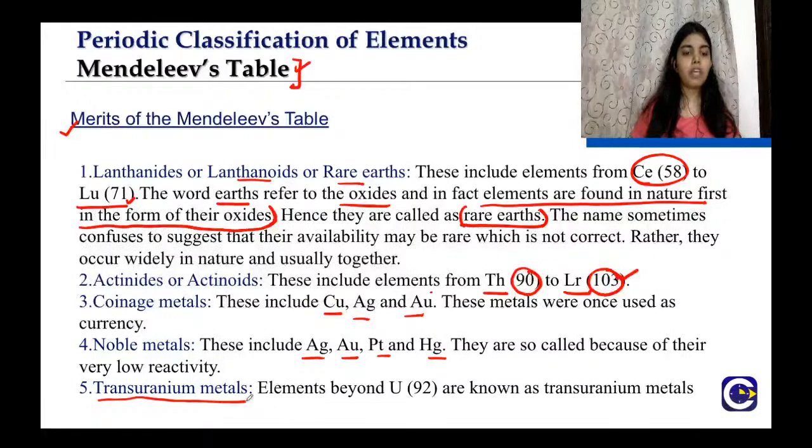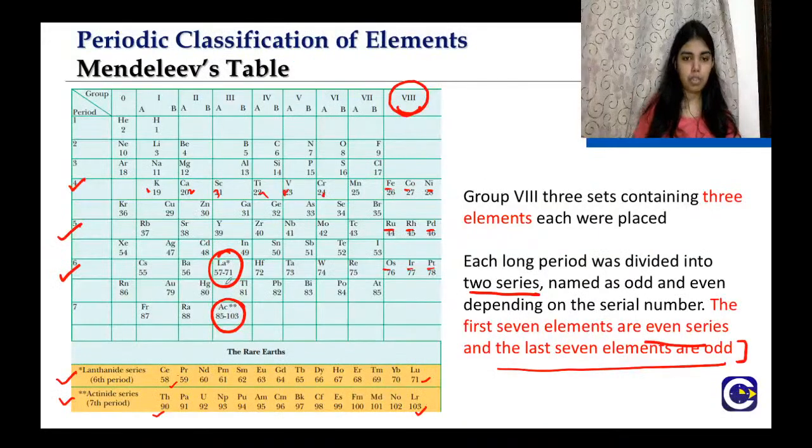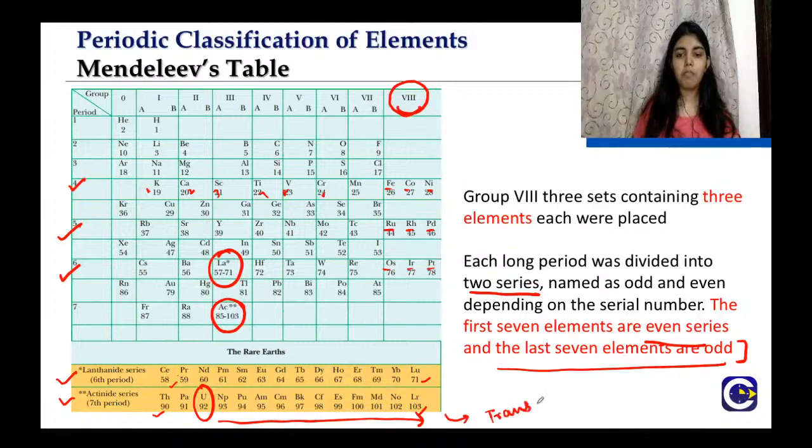Transuranium metals. So what are transuranium metals? Elements beyond 92 are known as transuranium metals. So atomic number 92, where is atomic number 92 here? Yeah, this. After this, the elements are known as transuranium metals. Okay.